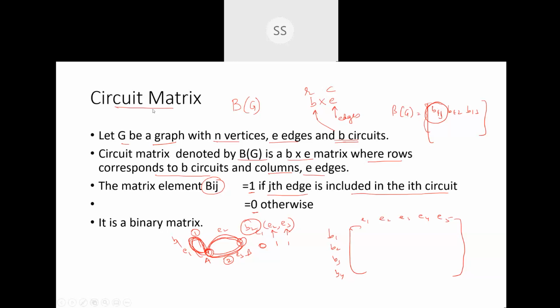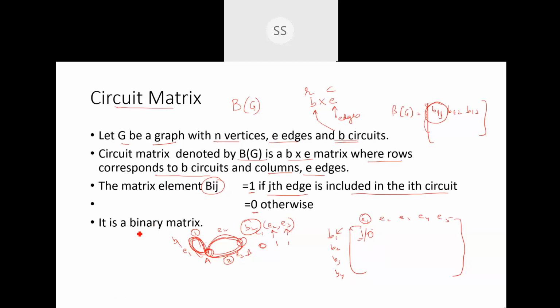So I just spoke about a circuit matrix, which is represented by B of G. What is the order of it? It is B by E, where B stands for the number of circuits and E stands for the number of edges. The rows consist of the circuits and the columns consist of the edges. Each element will have a value 1 or 0. If that edge is a part of that particular circuit, then you have the value 1. If that edge is not a part of B1, then you have the value 0.